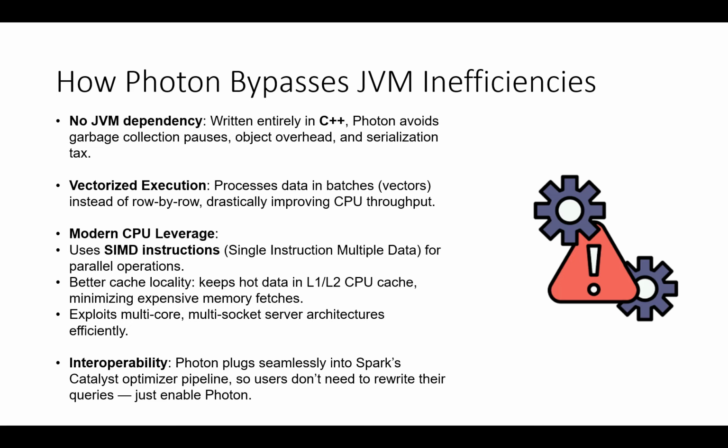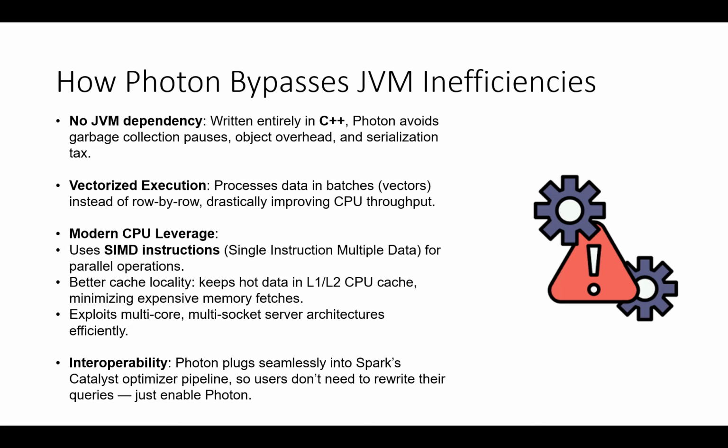It can keep hot data in L1, L2 CPU cache. When we studied operating systems in college, we would have learned about all these L1, L2 caches that a CPU has. We have heard about these caches, right? They can be used to minimize any kind of expensive memory fetches. So these are improvements at the CPU level. Apart from removing the JVM dependency and having vectorized execution, it also gives advantages at the CPU level.